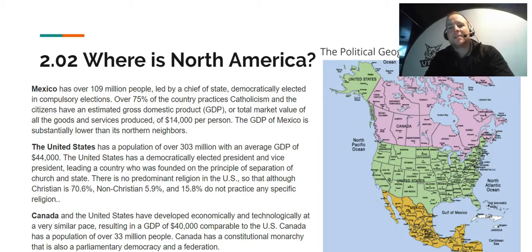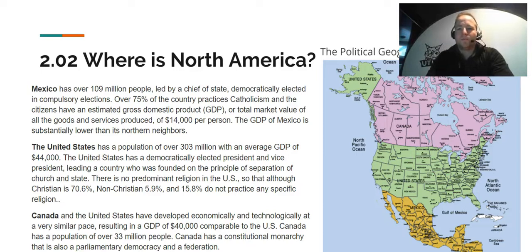Talking about the United States, we have about 303 million people that live here. Our average GDP, so how much a person makes per year, is around $44,000. The United States has a democratically elected president and vice president leading the country. There is what we call a separation of church and state. There are no predominant religions in the United States, although Christianity is about 70%. Non-Christians are about 6%, and other denominations make up about 16%, or they're not practicing a particular religion.